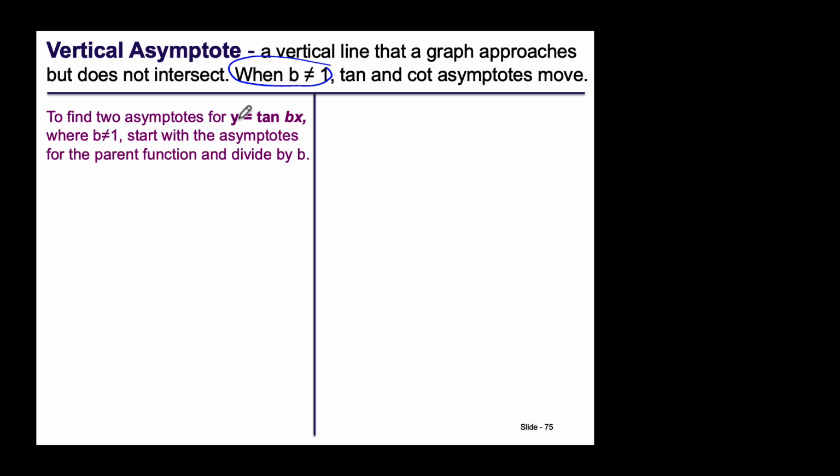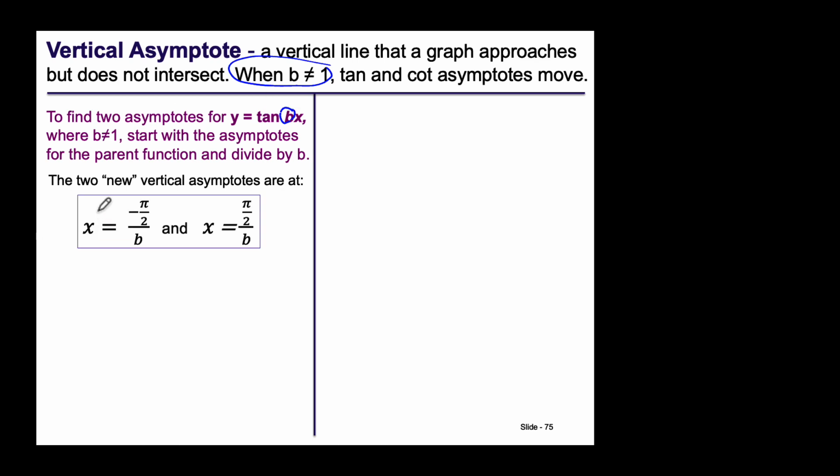To find two asymptotes for y equals tangent of bx, where b, we don't often see it because it's implied to be 1, but if you see a number in front of your x, like a 2 or a 1/2, then you've got to find a new location for your asymptotes. They've been shifted. So start with the asymptotes for the parent function and then divide by whatever that b happens to be. The two new vertical asymptotes will be at x equals, here's the original parent function for tangent, and here's the other one. And you see you just divide it by whatever that coefficient is, that b.